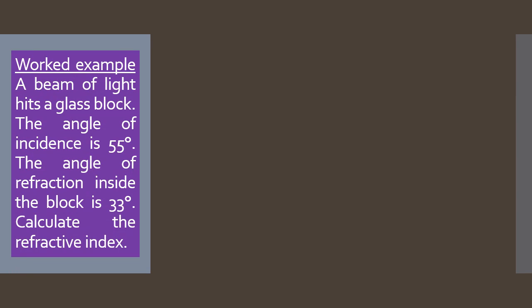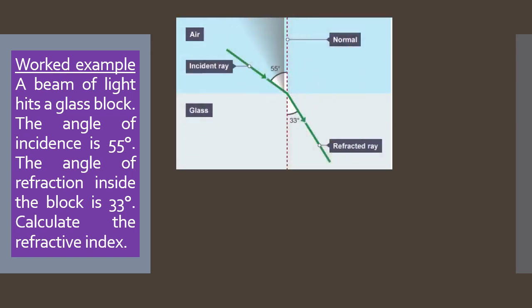Here is an example. A beam of light hits a glass block. The angle of incidence is 55 degrees. The angle of refraction inside the block is 33 degrees. Calculate the refractive index. Here is the solution.